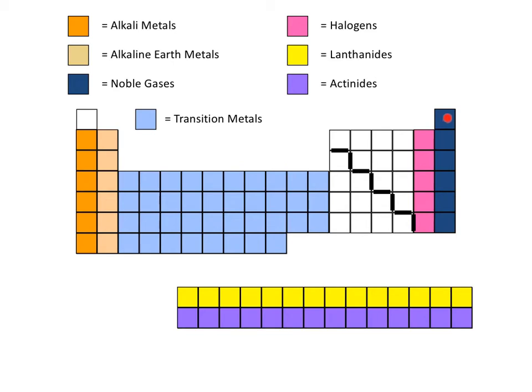As far as the nonmetals that have names that we need to know, we have the noble gases, and then we have the halogens. The oxygen family are the chalcogens, although I'm not going to ask you to know those. The ones I want you to know are the noble gases, the halogens, alkali metals, alkaline earth metals.